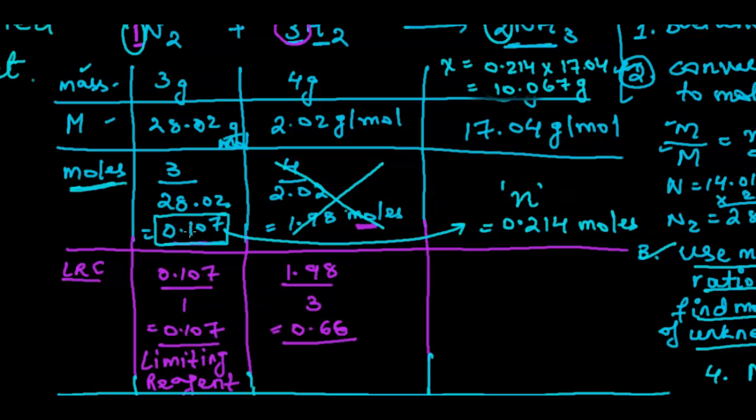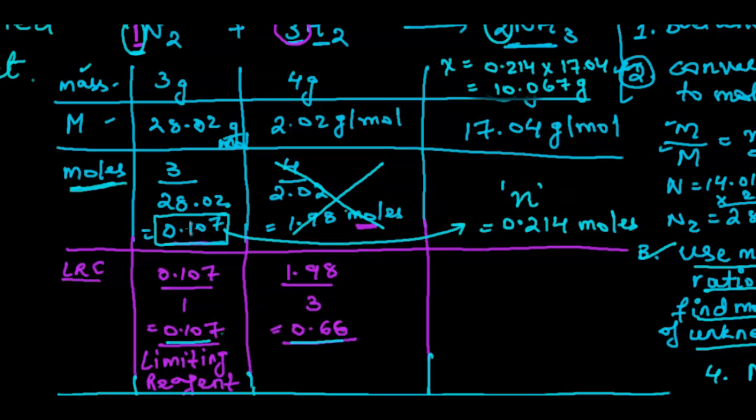In order to do that, all we have to do is take the moles that we obtained for each reactant and divide it by the number that is used to balance the reaction. Because for nitrogen there was no number, so we put 1. We divide the number of moles of nitrogen by 1 and we obtain this. For hydrogen the number was 3, so we take 1.9 and divide by 3 and we obtained this. When we compare the two numbers, this 0.107 is smaller than 0.66. So we conclude from here that nitrogen is the limiting reagent.